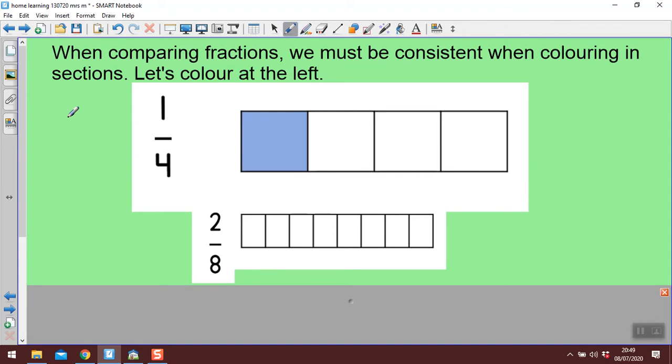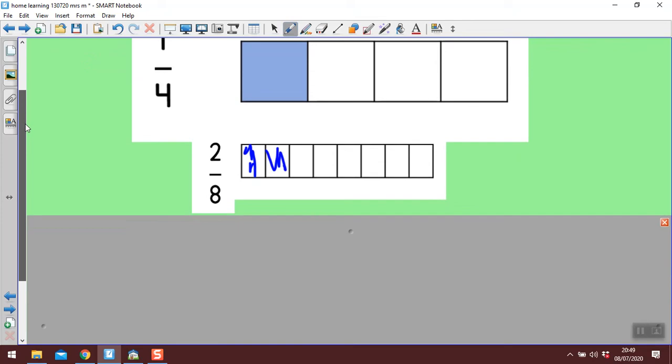So, when comparing fractions, we must be consistent when colouring in sections. Let's colour at the left today. We need to find a fraction that's equal to 1/4. If I shade in 2/8, does that look like it's the same as 1/4? Not really, because the bars haven't been drawn the same size. So when you're comparing fractions, you've got to draw your bars the same size.